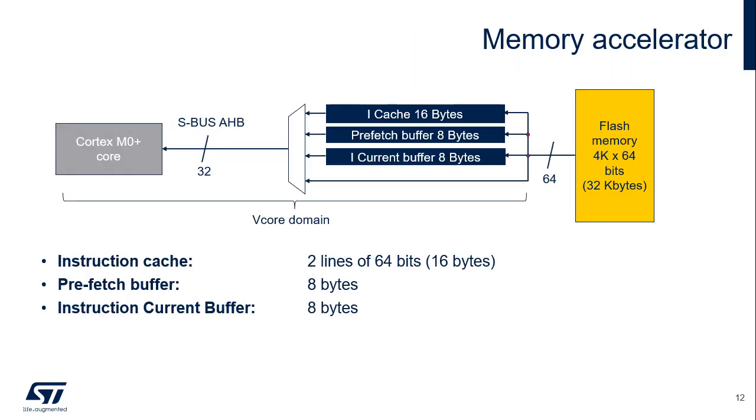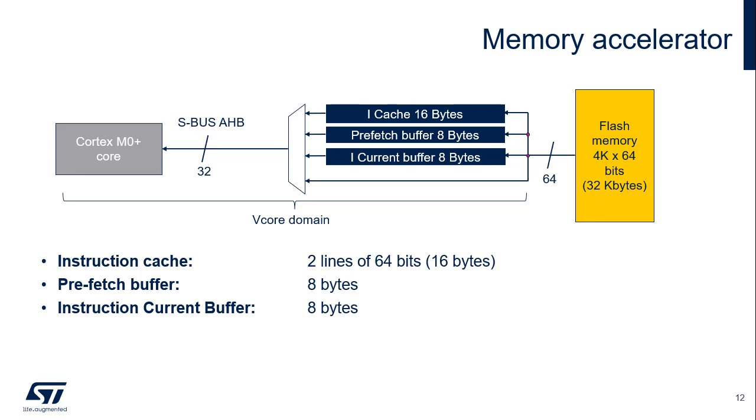The CPU generates 32-bit instruction fetch requests. The 8-byte line containing the requested instruction is read from flash memory and stored in the current buffer, while the requested word is directly transferred to the CPU. The next line is automatically read from flash memory and stored in the prefetch buffer. Therefore, in the case of sequential code, back-to-back words will be delivered over the SAHB until a branch is encountered.